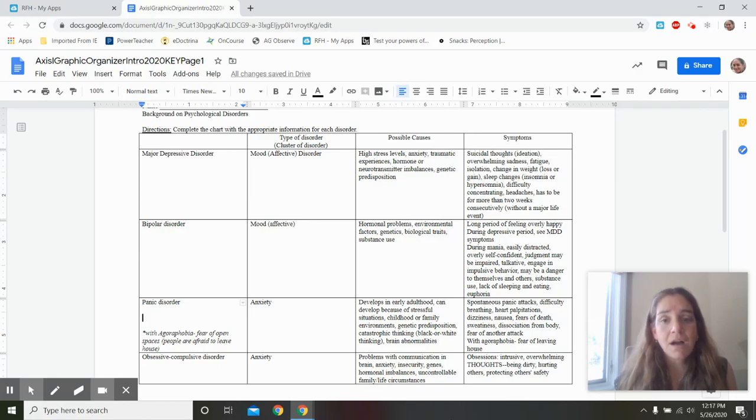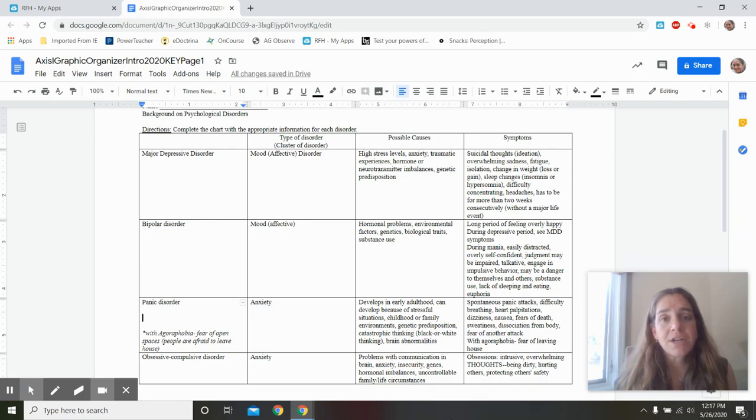Okay, what are some symptoms of major depression? Well, there's going to be overwhelming sadness, fatigue, isolation, changes in weight, loss or gain, sleep changes, insomnia or hypersomnia, too little or too much, difficulty concentrating, headaches. And usually we say that there's going to be some sort of suicidal ideation at some point, which is just a fancy term for suicidal thoughts or thinking about the possibility of suicide.